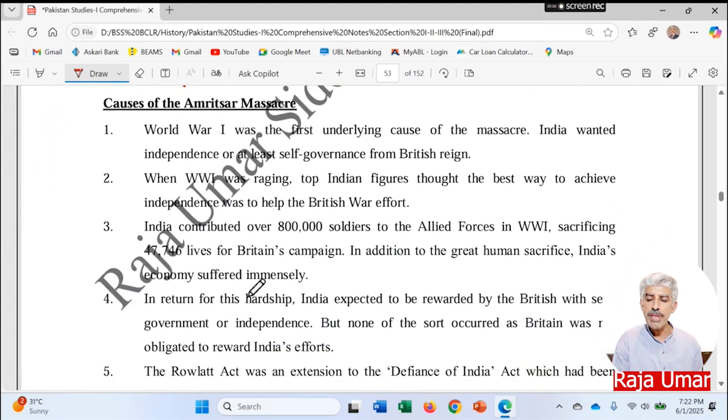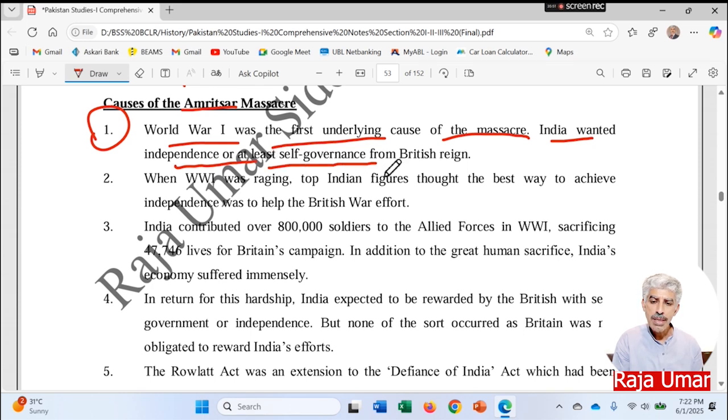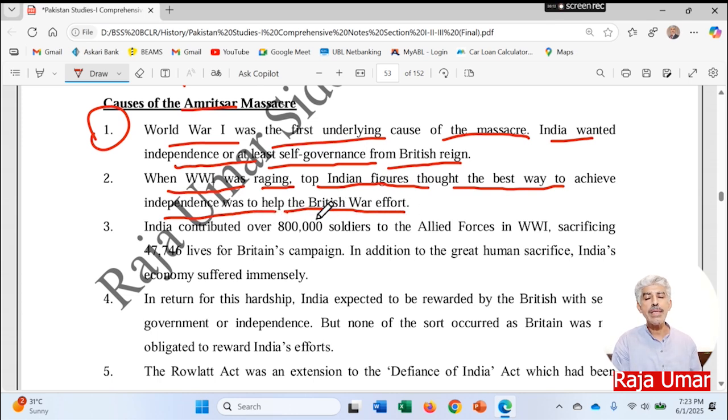Okay. Causes of the Amritsar Massacre, that is, why it happened. Point number 1, World War I was the first underlying cause of the massacre. India wanted independence or at least self-governance from British reign, but it was not given. So to keep control in their hands, this particular event happened. When World War I was raging, top Indian figures thought the best way to achieve independence was to help the British war effort. They wanted to exert further pressure on the British, as the British were engaged in war.